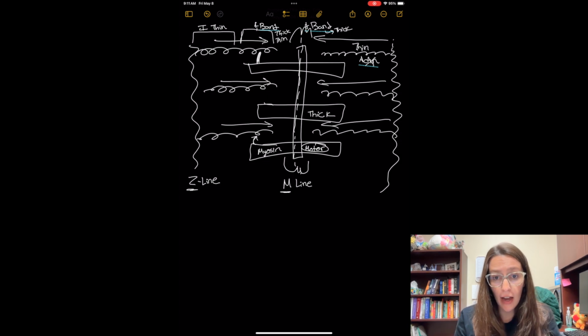These band sizes change as the actin is sliding across and contracting inward. So that A band can get larger or smaller, and that's going to impact the level of tension that we see in our muscle. And we'll talk about that in another video.